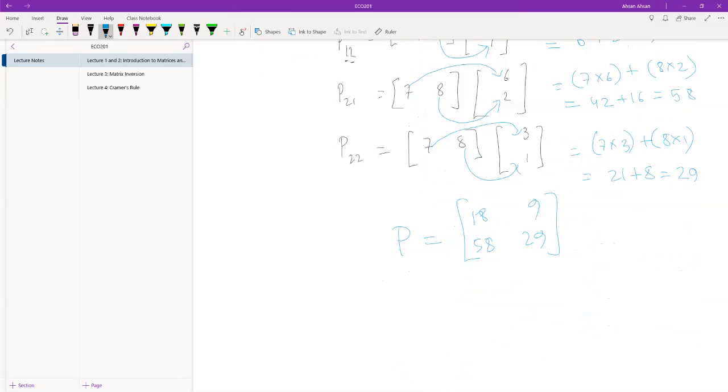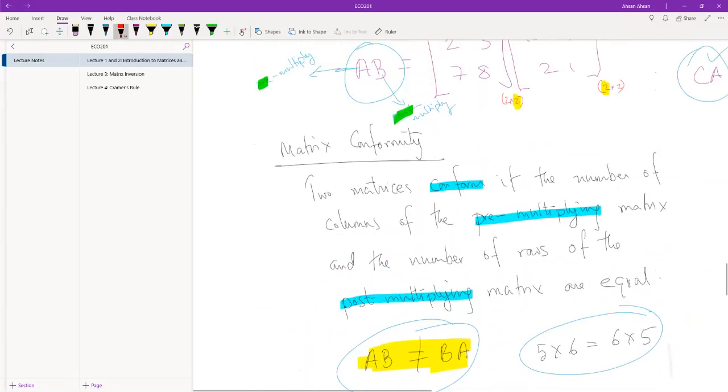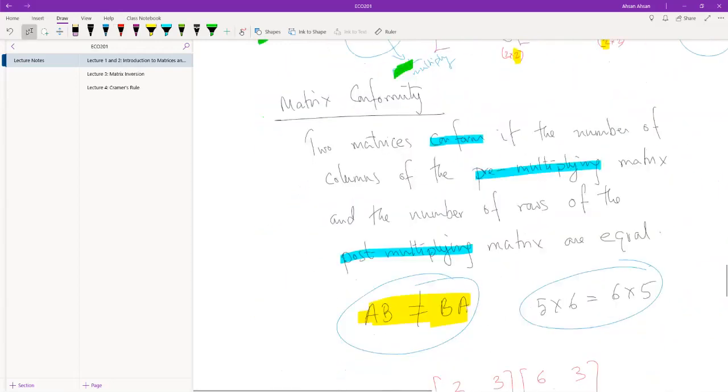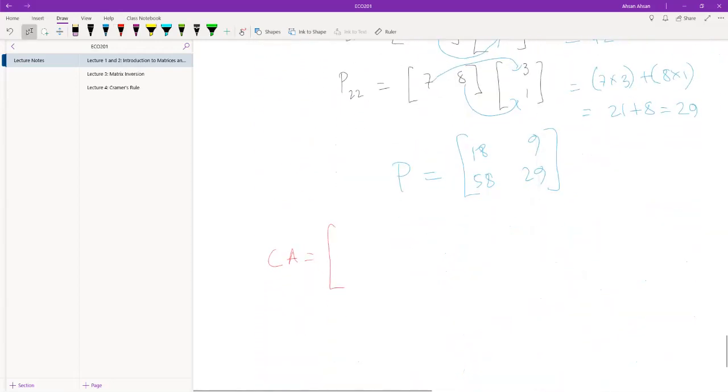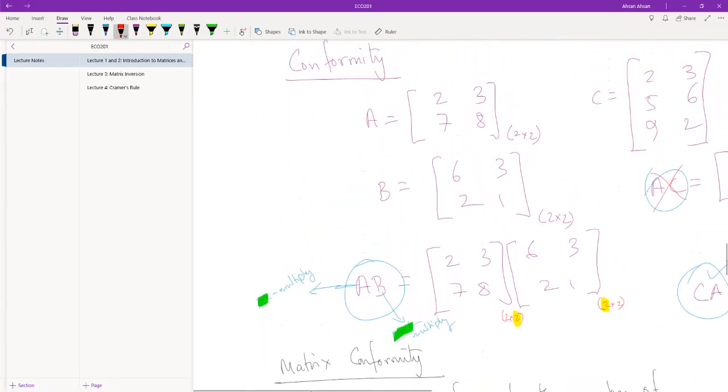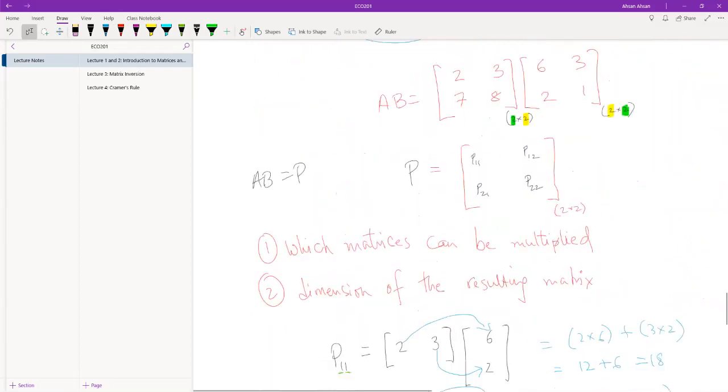So what we are going to do now is multiply another matrix. All right, so let's bring in C and A and let's multiply C and A and see what that gives us. So C was 2, 3, 5, 6, 9, 2. And A was 2, 3, 7, 8.